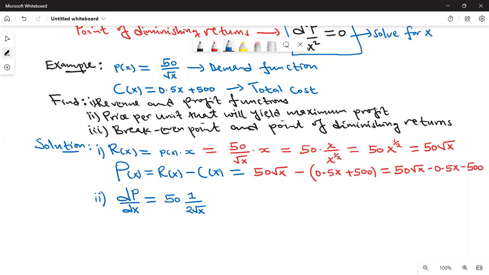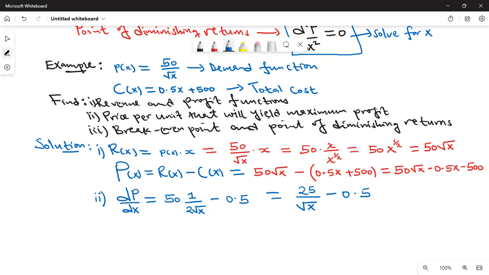So when you use the power rule of differentiation, when you're differentiating X raised to power N, in this case our N is 1 over 2, you're going to get that. Then minus, when you differentiate 0.5x, you get 0.5. This can be simplified to give us 25 over root X minus 0.5.